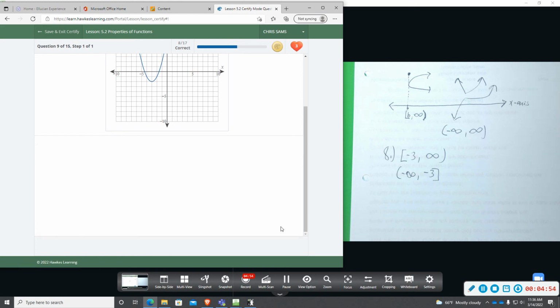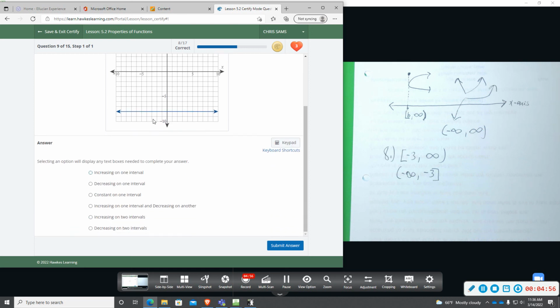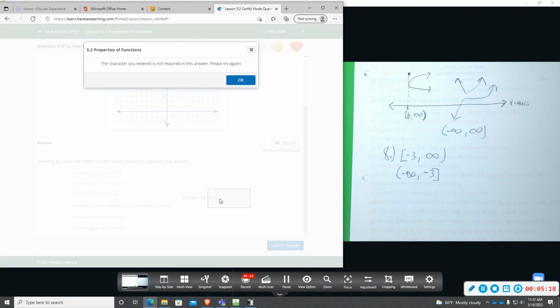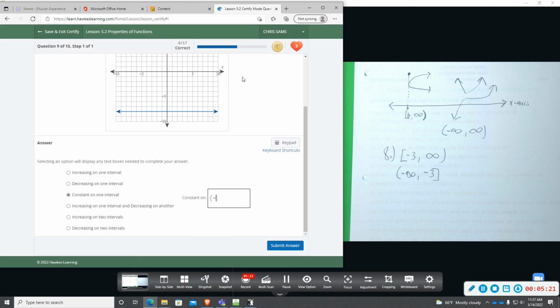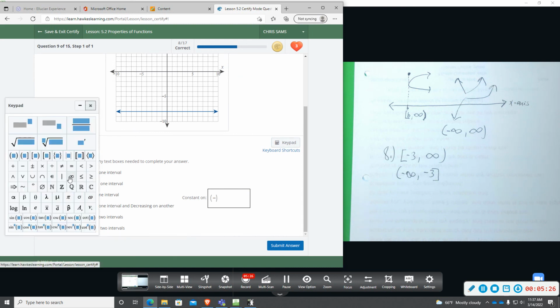And then we'll do the same thing here. So this guy is just flat, straight across the whole time. So this is constant, and it's from end to end. So it's constant from negative infinity to positive infinity. Doesn't change at all. So it's constant on one interval, and we're just going to say, actually pull up the keyboard, negative infinity to positive infinity.